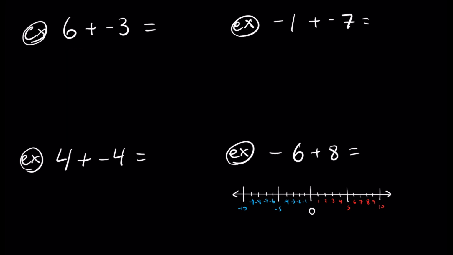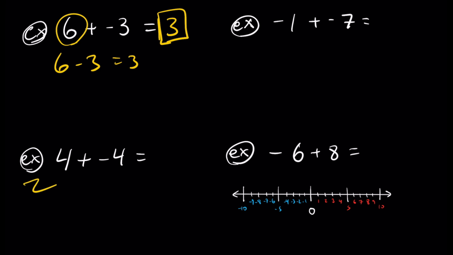So here on this first one, I got 6 plus -3. So since they have different signs, I'll just subtract the numbers, and I'll get 3. And I'm going to give that 3 the sign of the larger number, which is 6. So my answer will be +3.